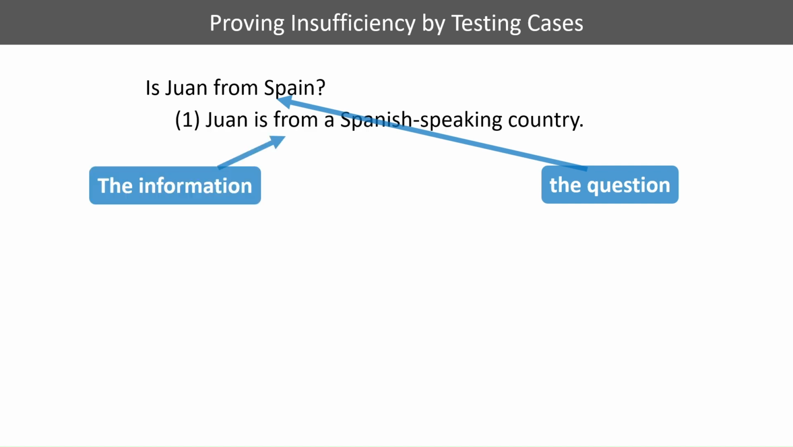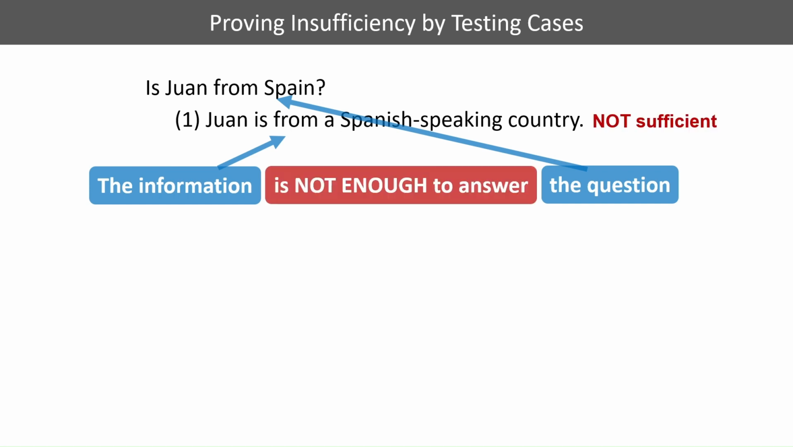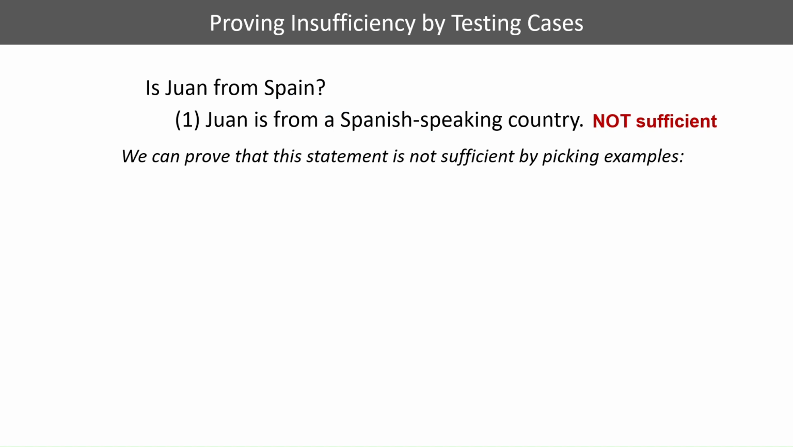Here's some data. He's from a Spanish-speaking country. Is this information enough to answer the question? Hopefully your instincts say no, and indeed it's not sufficient. We can prove this by picking examples. Go ahead. Where could Juan be from? By the way, you're not expected to know this geography for the GMAT, but we're just solving a puzzle here.